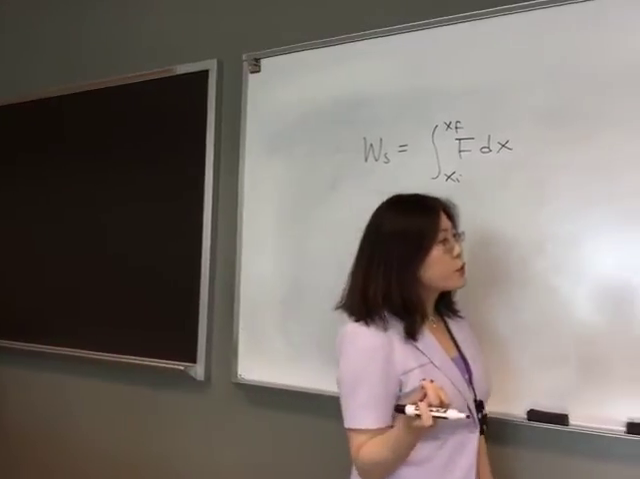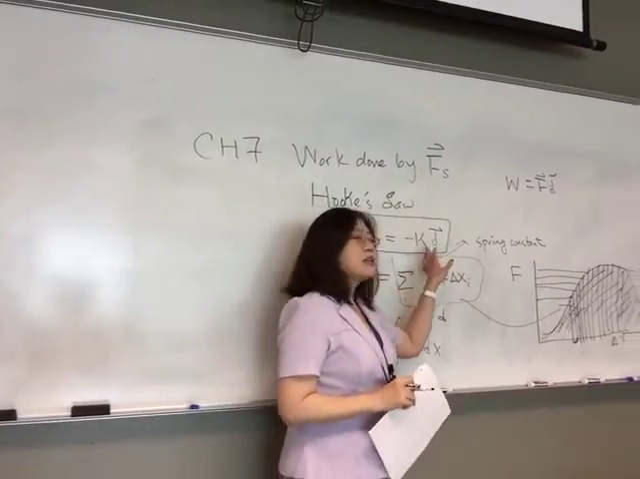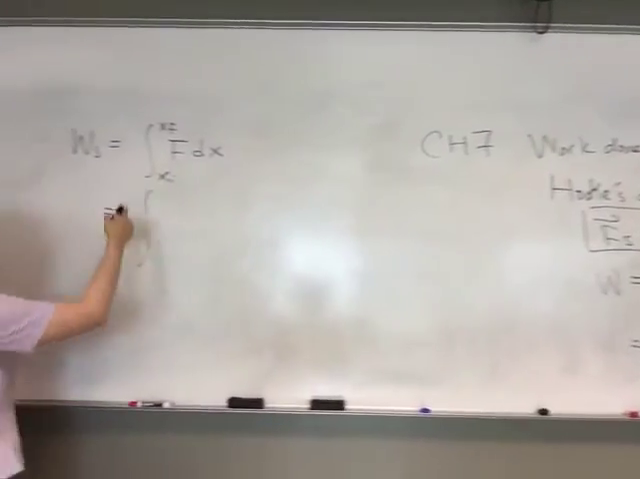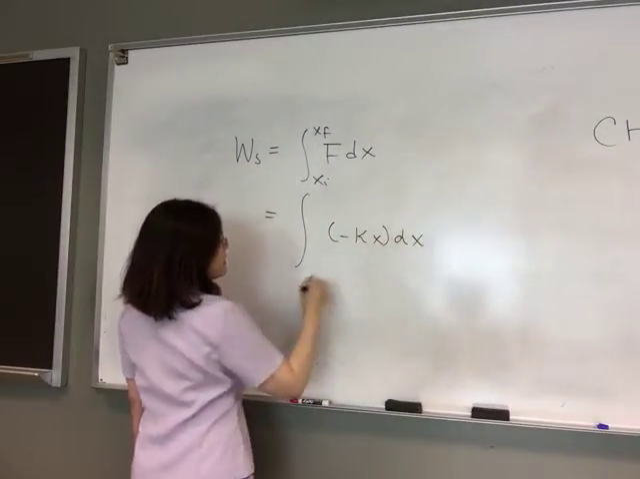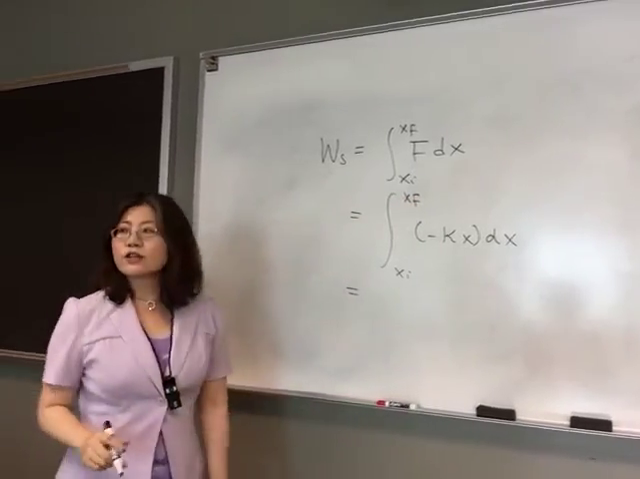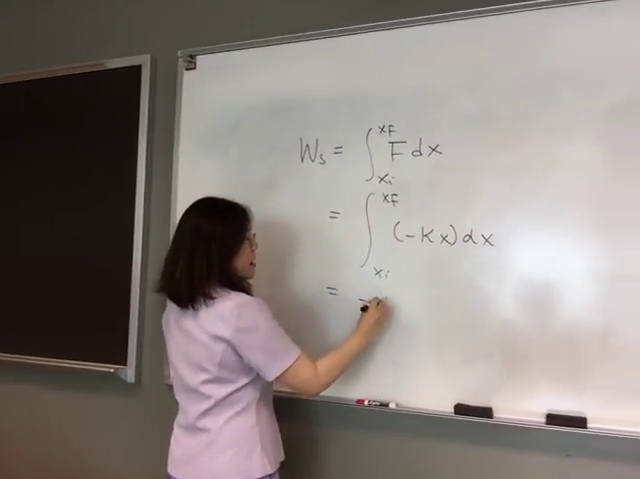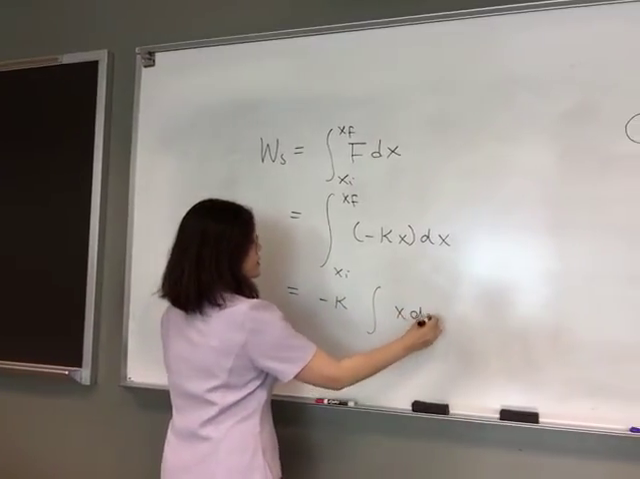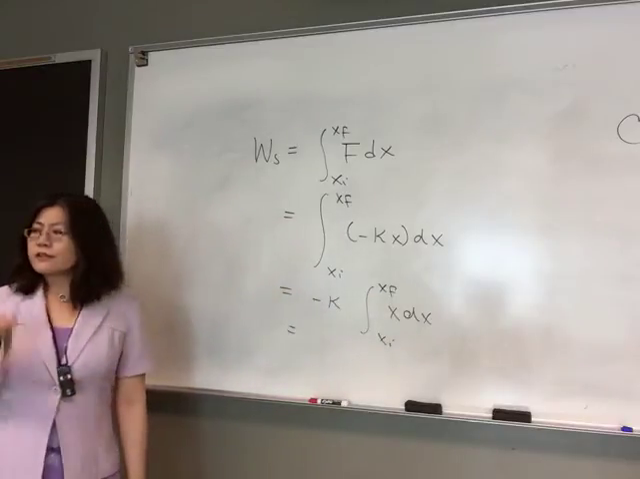What is the expression for spring force? Negative k, and instead of d, now we'll just use the variable x, right? So we're going to replace F with negative k x, dx, from xi to xf. And in fact, if you're familiar with calculus, you'll find it's so easy to do. Negative k is a constant, so move it outside the integral sign, and you have your x dx. So what is x dx?